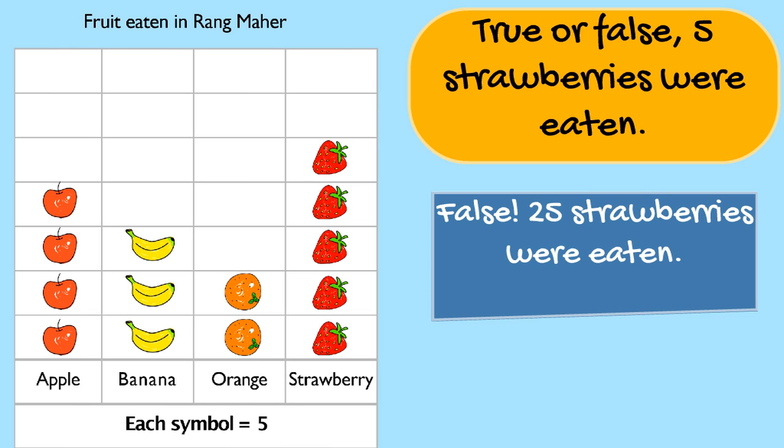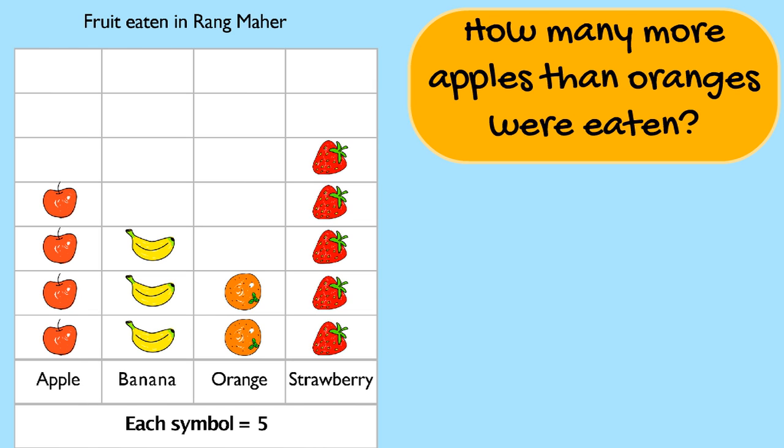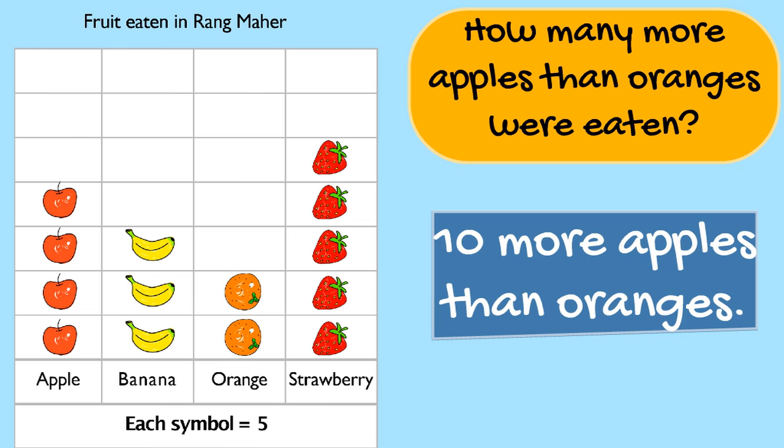Next question. How many more apples than oranges were eaten? Remember the scale. Pause the video and write down the answer. So there were 10 more apples than oranges eaten, because remember, each apple is worth 5 votes.